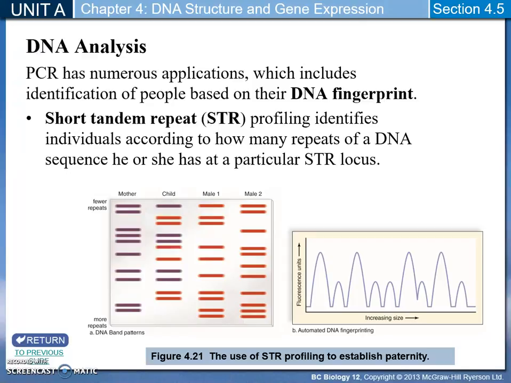It includes identification of people based on their DNA fingerprint. Short tandem repeat profiling identifies individuals according to how many repeats of a DNA sequence he or she has at a particular short tandem repeat locus. And you can see an example of that there.